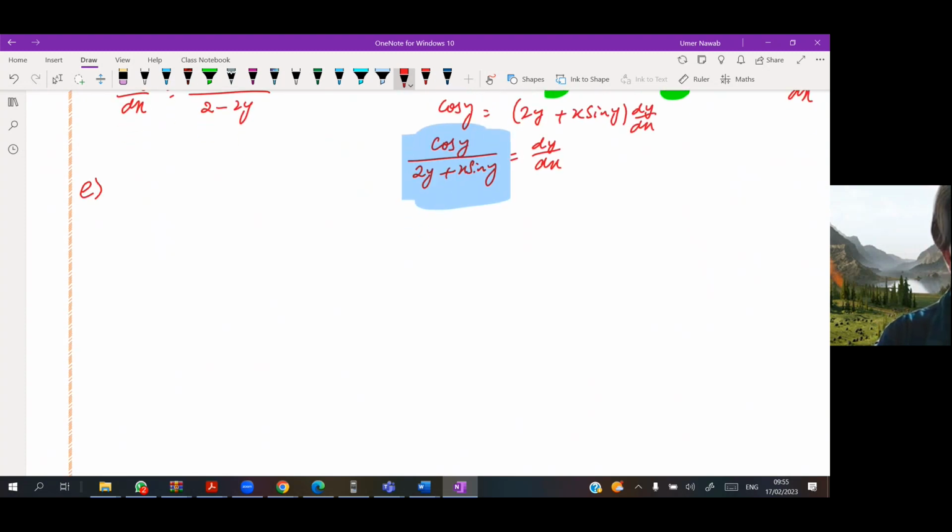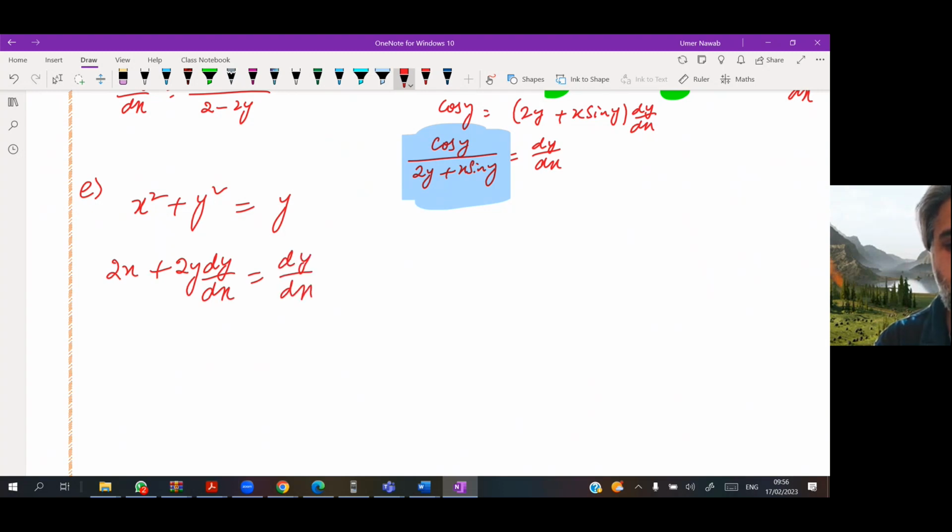Part E is x squared plus y squared equals y. The derivative of x squared is 2x. The derivative of y squared is 2y dy by dx. And the derivative of y is dy by dx.